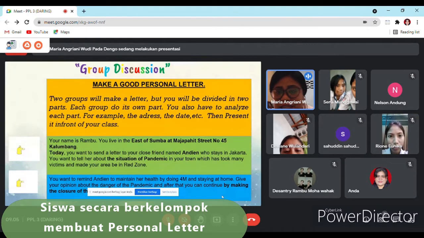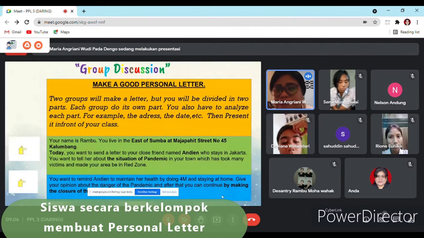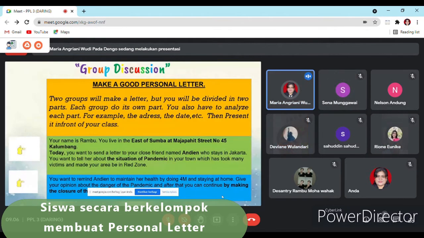So two groups will make a letter, but you will be divided into parts. Each group does its own part. You also have to analyze each part, for example, the address, the date, etc. Then present it in front of the class.